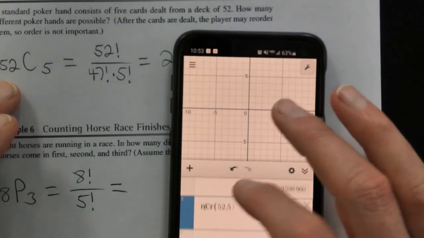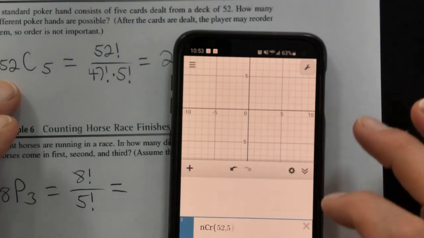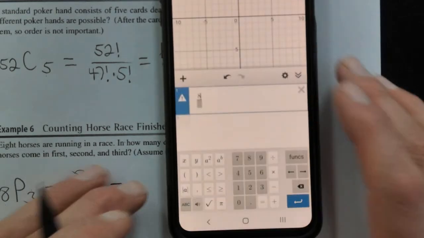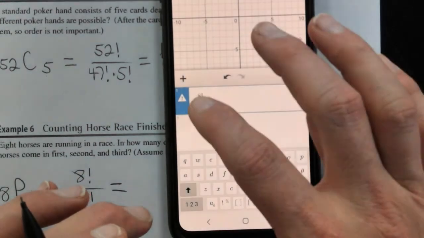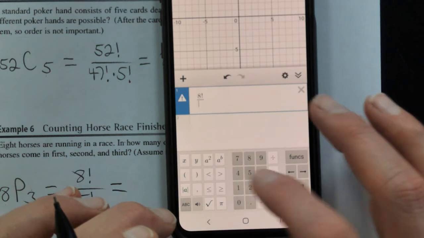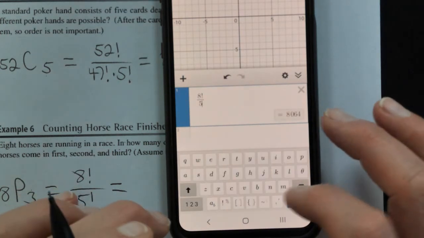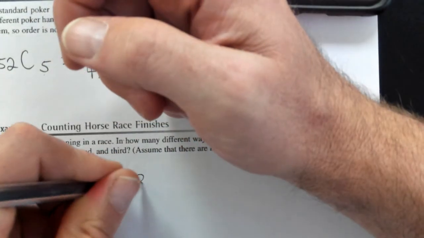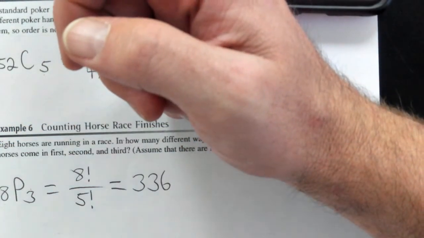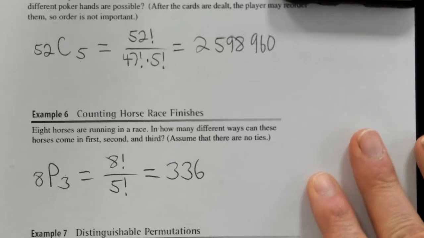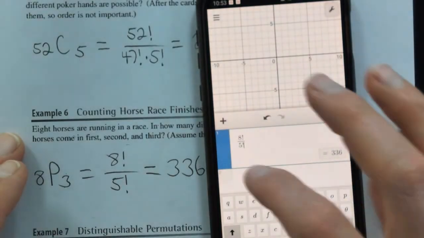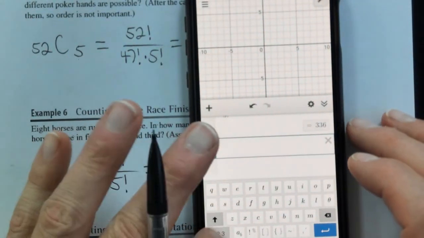Come back to our calculator here. Get rid of these. Go with a fraction. We need 8 factorial over 5 factorial. So 336 different ways is how many different ways that 8 horses can finish first, second, and third, with the order being important. Okay? Then, of course, you've got a permutation calculator that you can use as well.